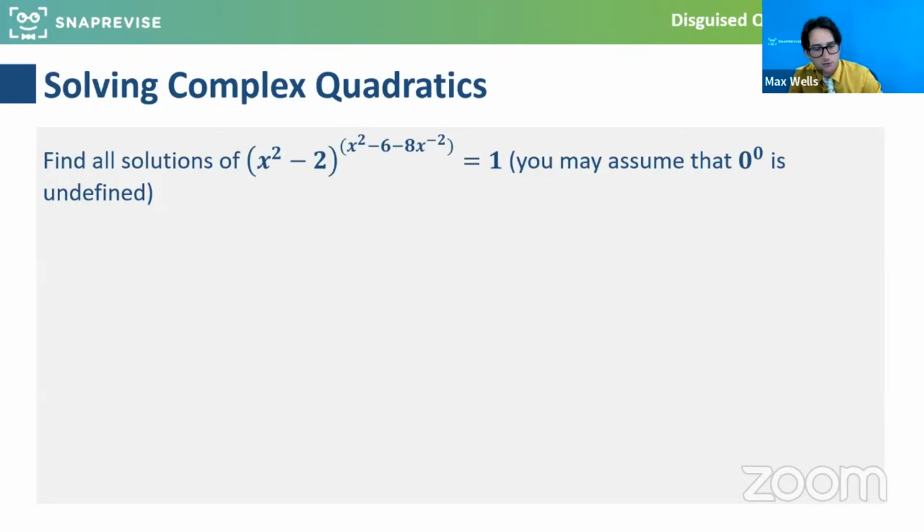So we've got a quadratic to a quadratic, and we want to find all the different solutions of when this would equal 1. So what I would suggest is let's think about when something to the power of something is equal to 1.